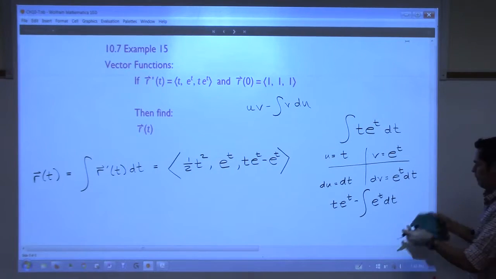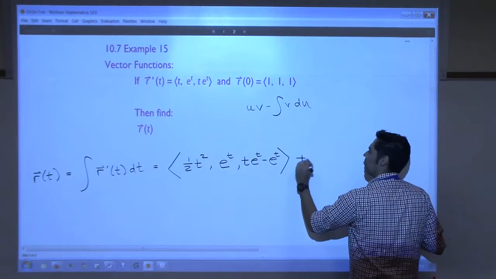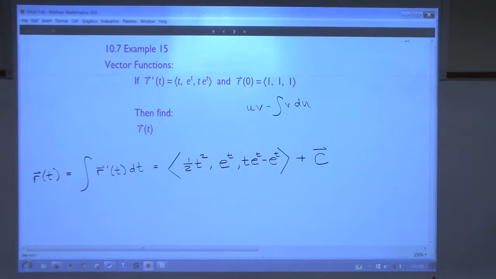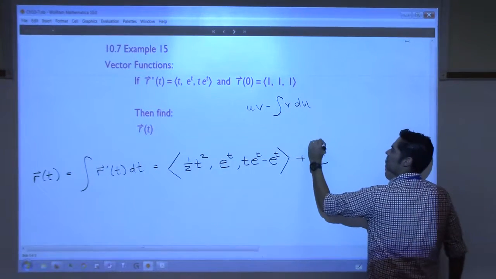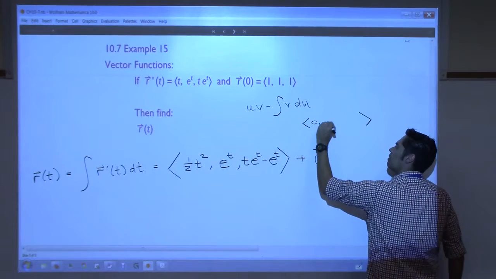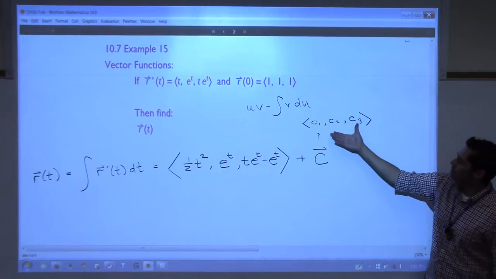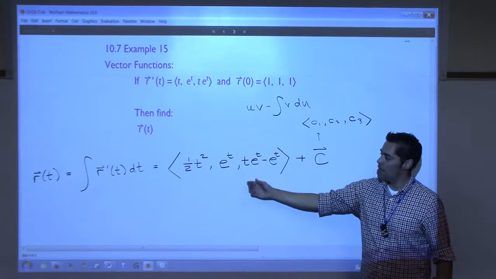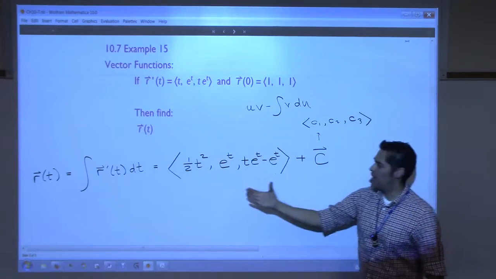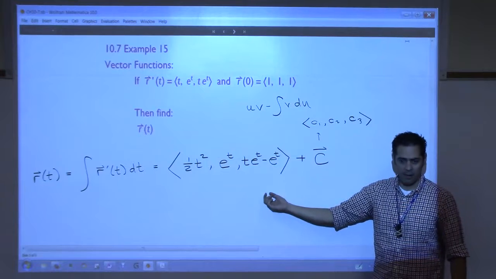Okay. Instead of adding a constant, I'm just going to do this. It's a constant vector, right? You could imagine that this vector is actually a three-dimensional vector, like C1, C2, C3. And if I took this vector and added it to this vector, then I would have 1/2 t squared plus C1. So that would be the constant attached to this one. Then this one would have a C2 and this one would have a C3. Got it? Okay.